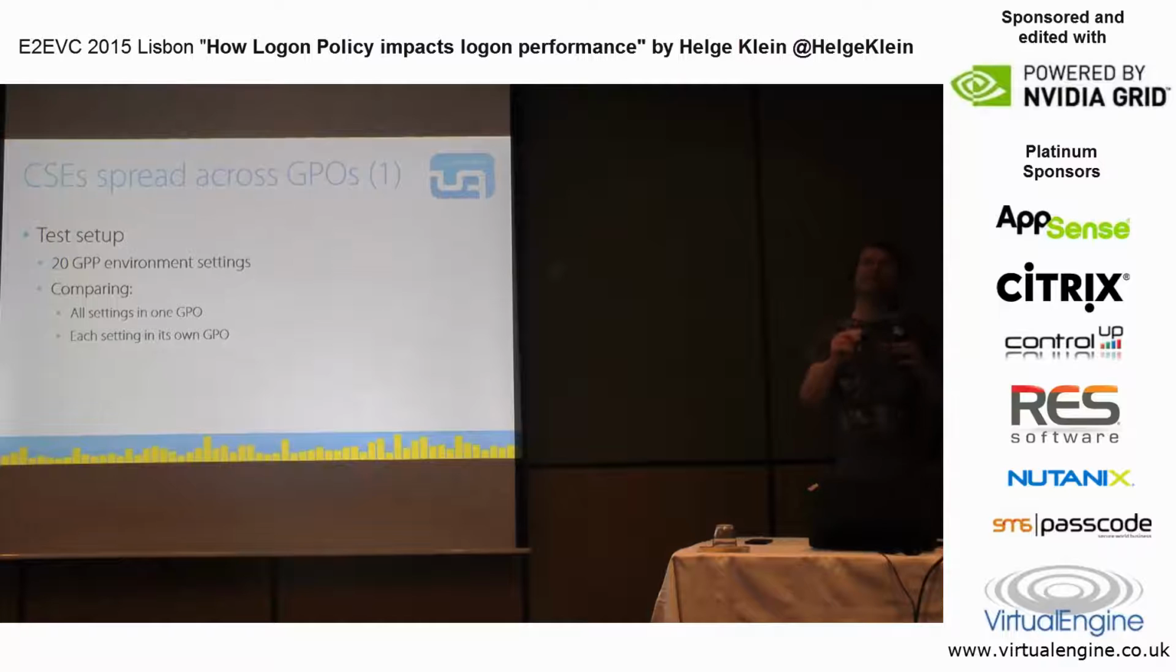Now, what I talked about just now, let's look at the impact of having the CSE settings spread across many different files. To do that, I wanted to set 20 different environment variables via group policy preferences. Pretty easy, of course. I did that in one test case in one group policy object. And in the other test case, I created 20 different group policy objects, each with that one setting.